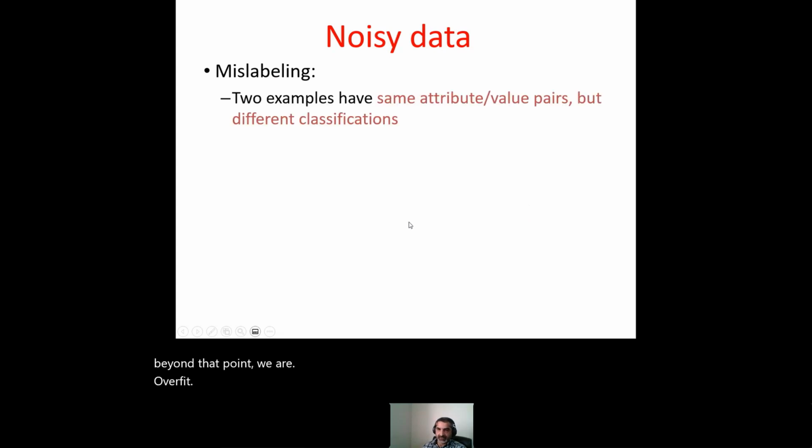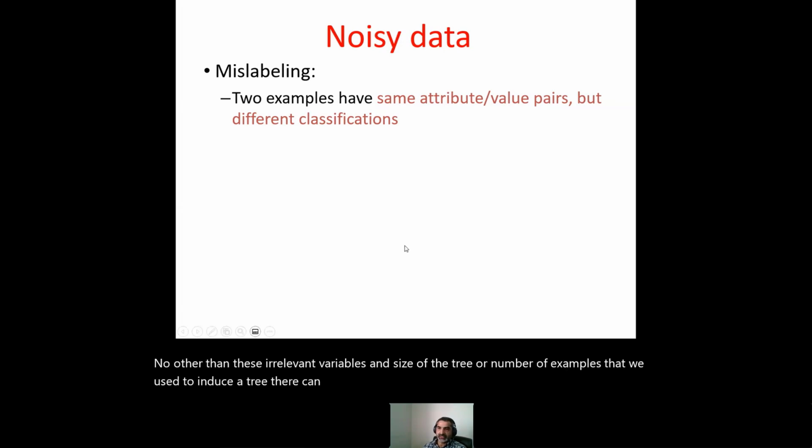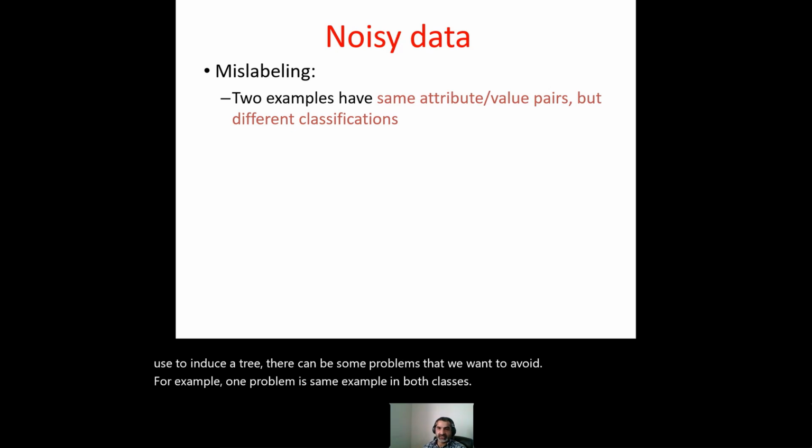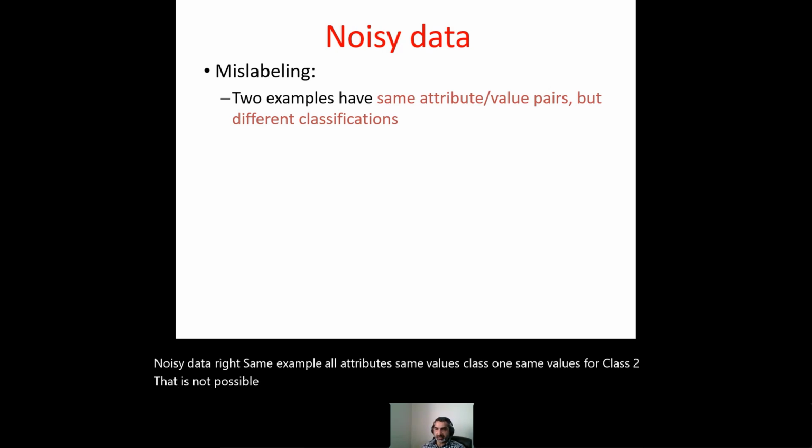Now, other than these irrelevant variables and the size of the tree or number of examples that we use to induce a tree, there can be some problems that we want to avoid. For example, one problem is the same example in both classes. Noisy data, right? Same example, all attributes same values, class 1, same values for class 2. That is not possible, right? That must be an error, noisy data.